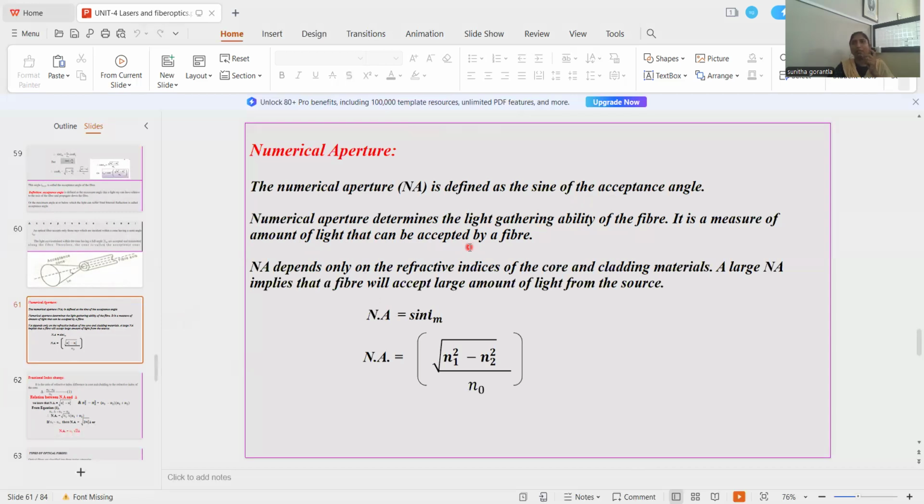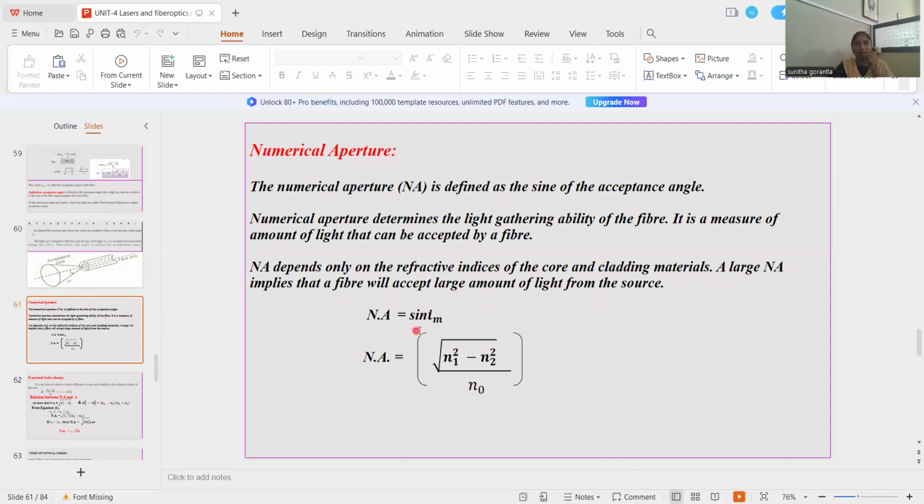What is numerical aperture? The light gathering capacity of the optical fiber is called numerical aperture, and NA depends only on the refractive indices of the core and cladding materials. A large numerical aperture implies that a fiber will accept a large amount of light from the source.